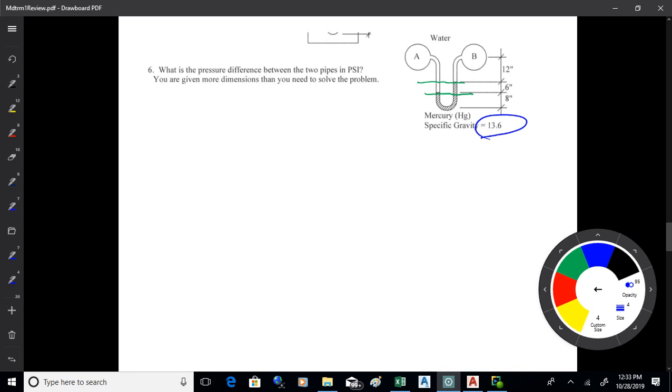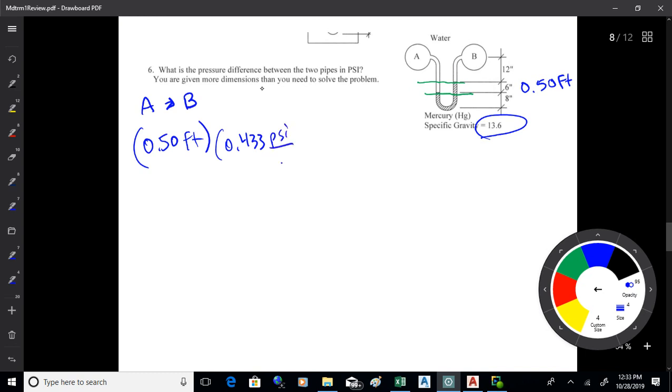Okay. Now the conversion that I've got from height to pressure is based on feet. 6 inches is 0.5 feet. So to convert those fluids into PSI, I want to get their heights into feet. Okay. So what I've got going from A to B is I've got half a foot times 0.433 psi per foot.